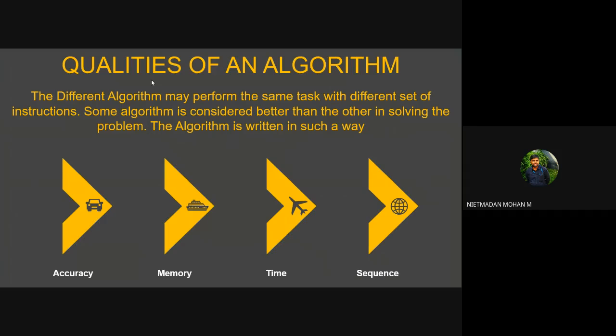And the qualities of an algorithm. Different algorithms may perform the same task with different sets of instructions, right? Are you agreeing with this? Yes, sir. How many of you are not agreeing? Take it clearly: different algorithms may perform the same task with different sets of instructions.